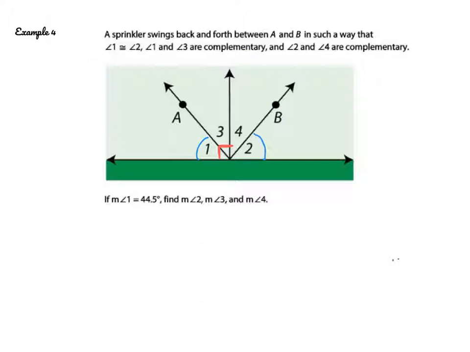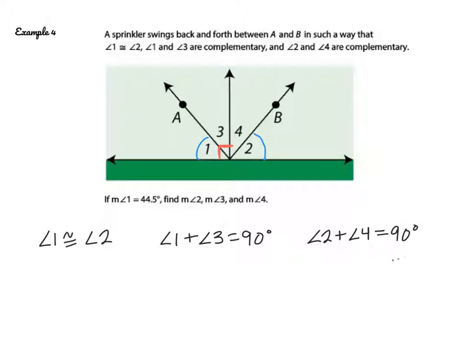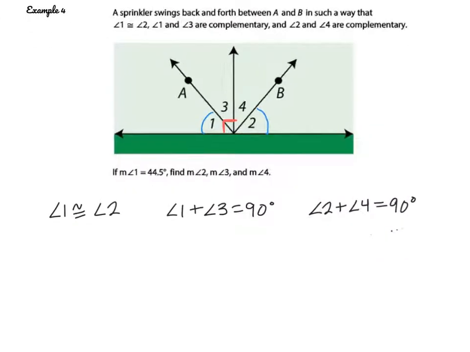So here, just from the given information, I can set up 3 equations. Well, I can state the given that angle 1 is congruent to angle 2. When they tell us that angle 1 and 3 are complementary, I can say angle 1 plus angle 3 equals 90 degrees. And when they say that angle 2 and 4 are complementary, we can say angle 2 plus angle 4 equals 90 degrees. So just from the given information, we can make these three statements. Now let's look at what the rest of the given information is. So they say the measure of angle 1 is 44.5. So they'd like us to find angle 2, 3, and 4.